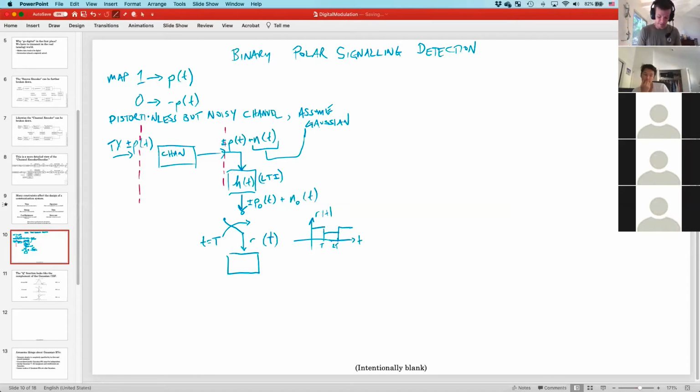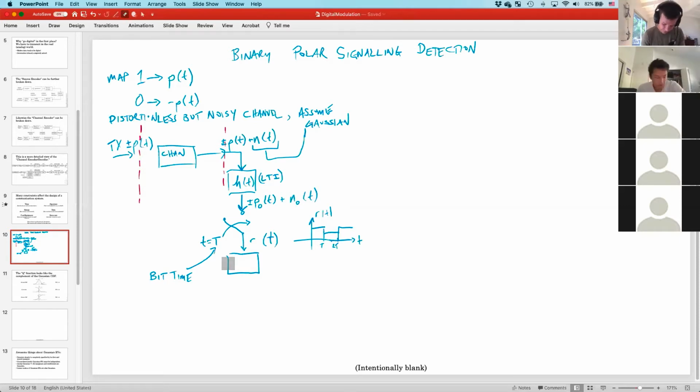And this big T we're going to eventually end up calling the bit time. It's how much time we have to decide which bit was sent. Because if we don't make our decision within that time, the next bit is already on its way, and we start getting inter-bit interference.